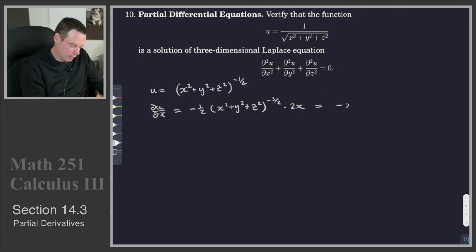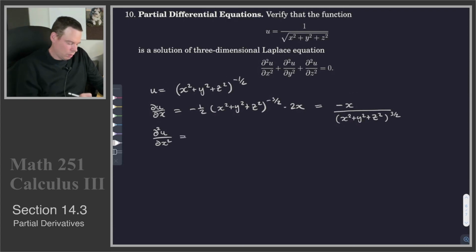This becomes then negative x, and I will move it downstairs now as an x squared plus y squared plus z squared to the 3/2. Because now in the next step I'm going to use the quotient rule. We could have left it as a product and used the product rule, but I'm going to use the quotient rule here.